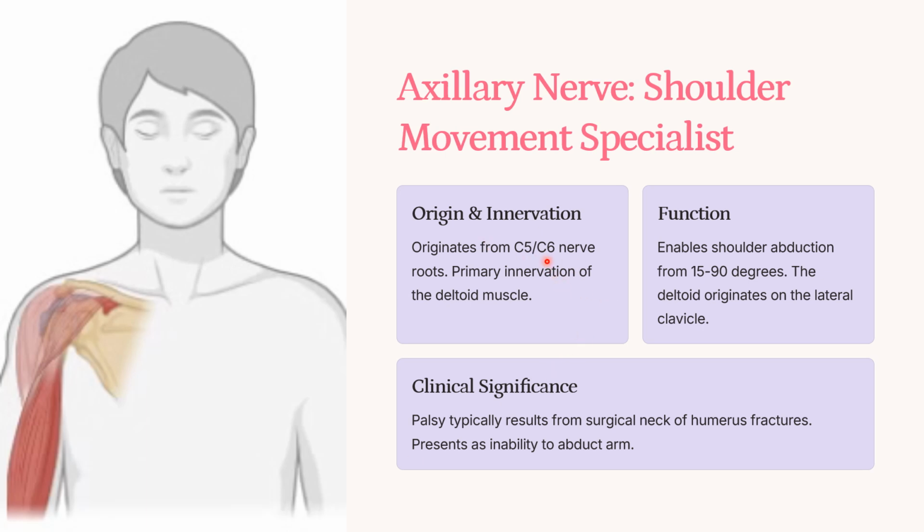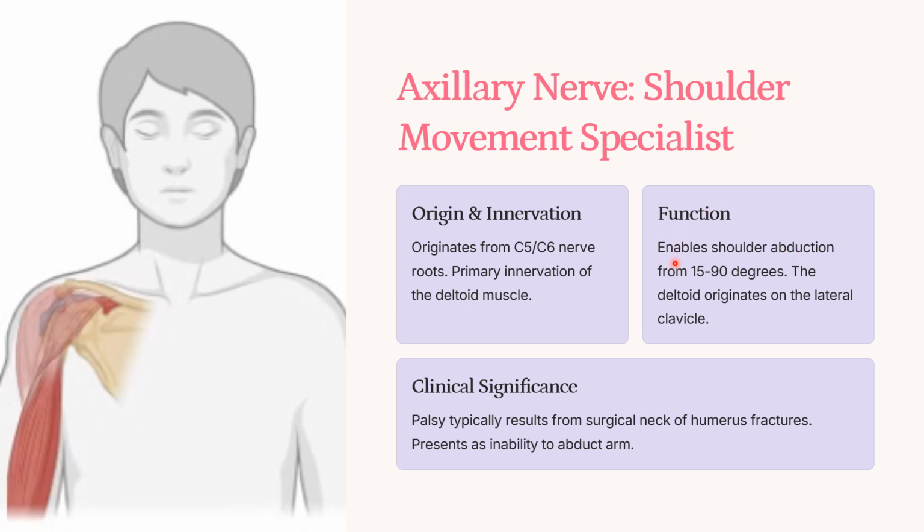This is asked in USMLE exams and it is quite commonly asked in other MCQs also. The axillary nerve's primary innervation is the deltoid muscle. As you see, this is the deltoid muscle, which is blurred a bit to distinguish it from the other muscles. From this diagram, it is clear that it originates from the lateral part of the clavicle. You should also know that its function is that it enables shoulder abduction.